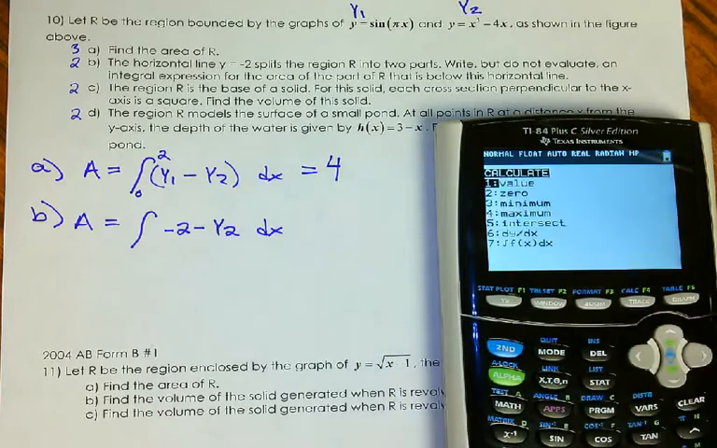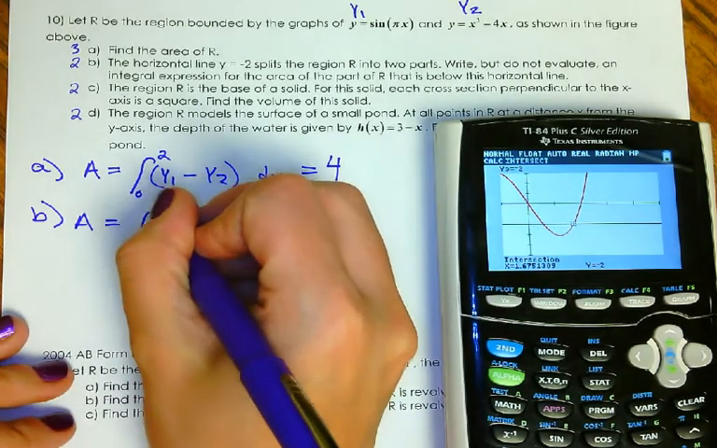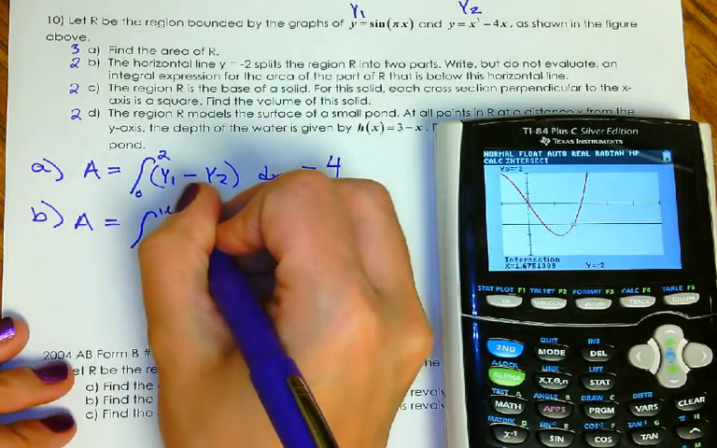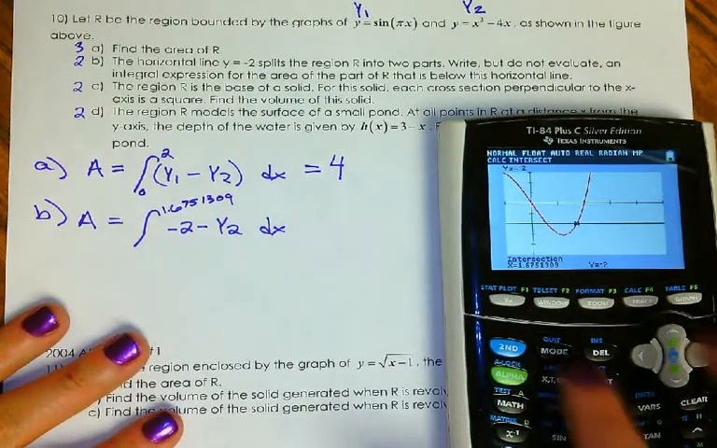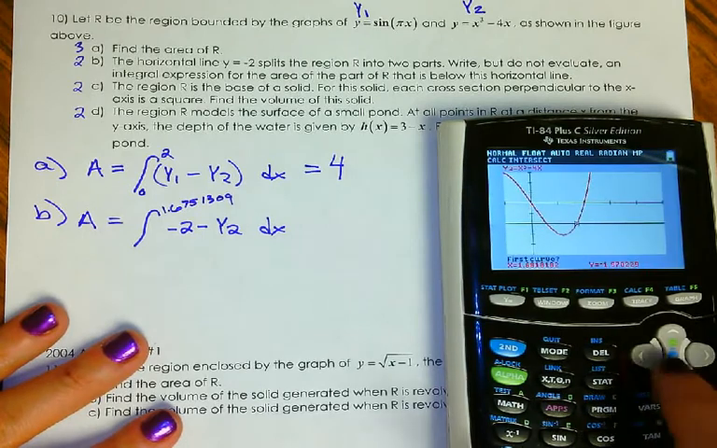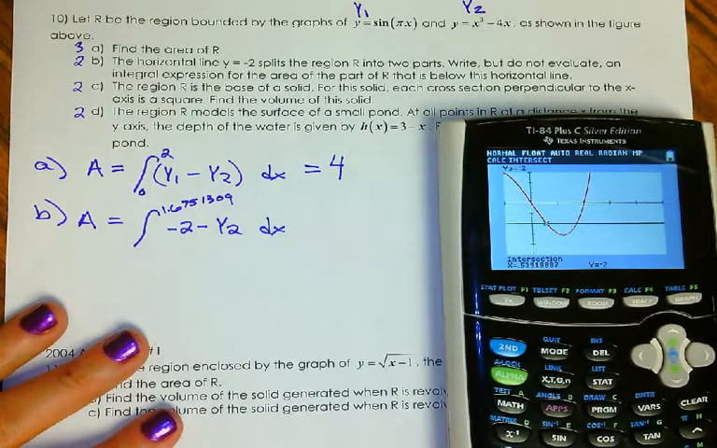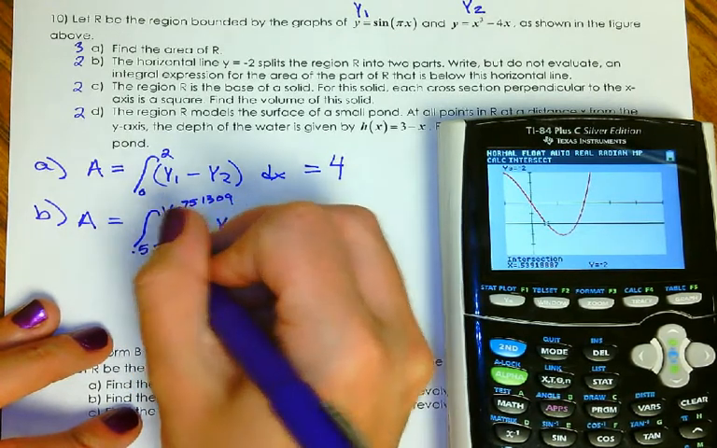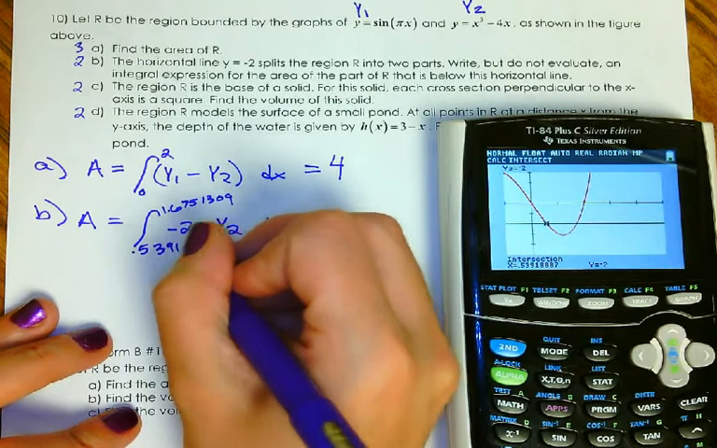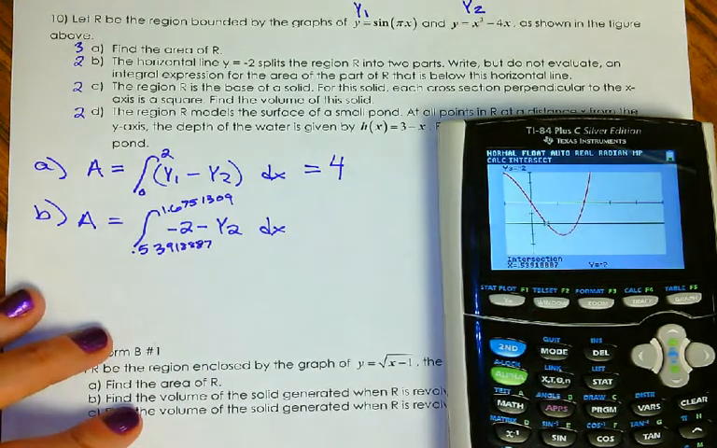Okay, so now I'm going to do second calc intersect, enter, enter, enter. So my right bound is going to be that 1 point, 1.6751309. And then I need to get the other one. So second calc intersect again. I need to go over here. There's that and that. And the first one then is 0.5391 8887. So I have those.